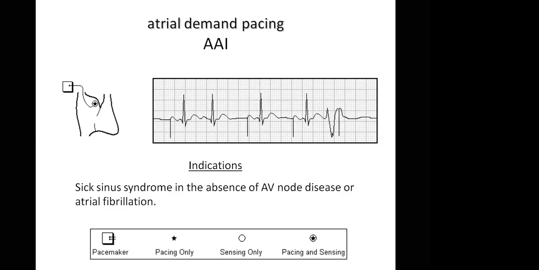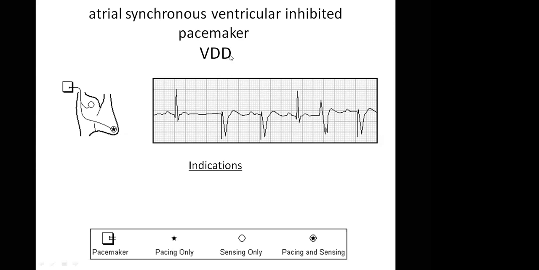Now, the D you asked about: anytime they use a D, the initial middle alphabet, the second alphabet, will also be a D. Remember, this middle D means sense both atrium and ventricle. So the second D simply means that it's going to be able to trigger and inhibit at the same time, which looks like a VVI. But what differentiates the VDI from a VDD is that the VDD has the ability to also sense the atrium and track the atrium. That is why you never see a VVD.